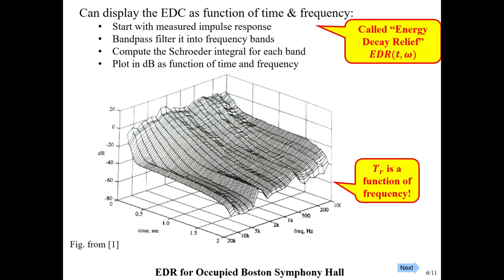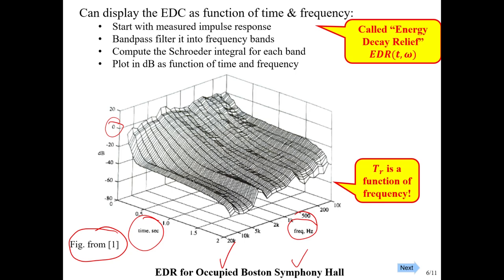And here's a nice plot right out of Gardner's chapter 3 in that book. And this is actually the EDR for the Boston Symphony Hall when it's occupied. So Boston Symphony Hall is a very famous concert hall. It's renowned to have really good acoustics. And this is a characterization of the reverb of that room. And we can see we've got time over here and we've got frequency over here.